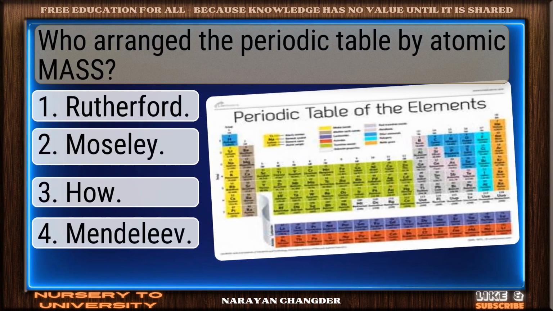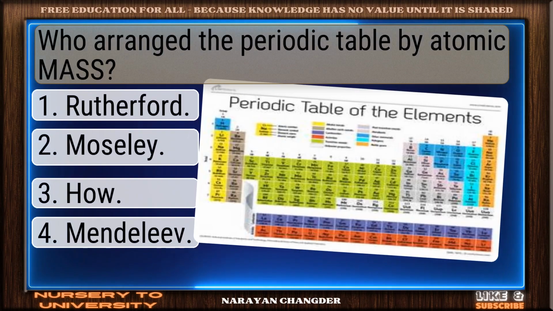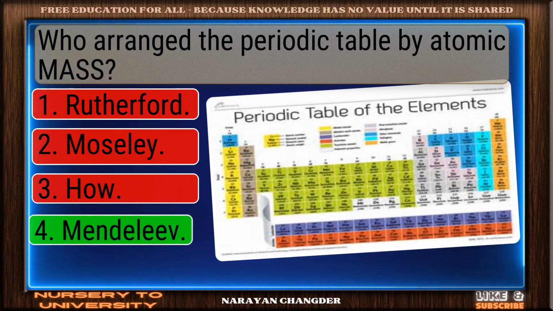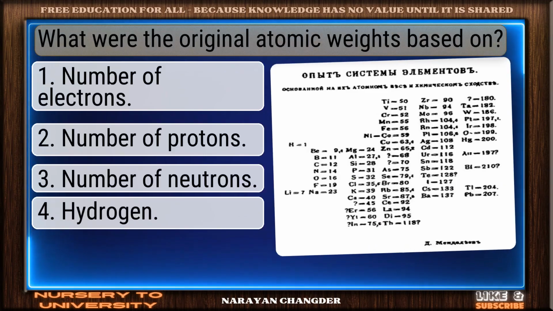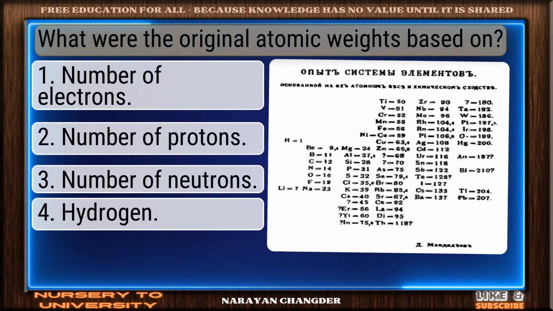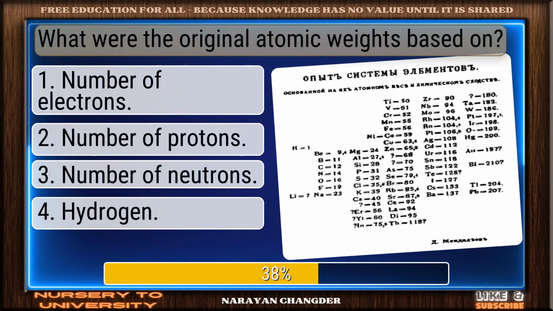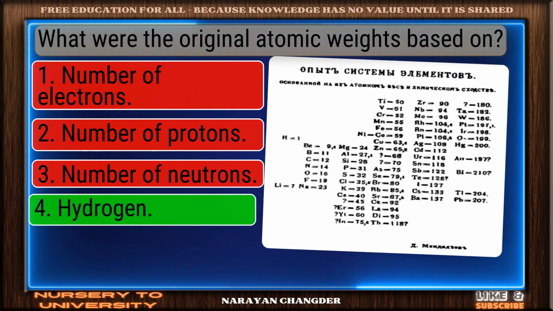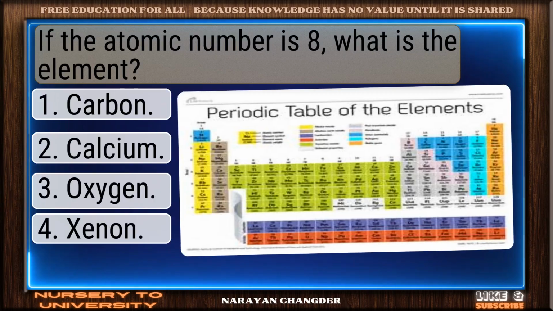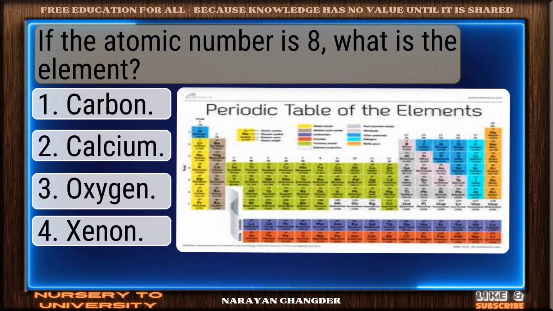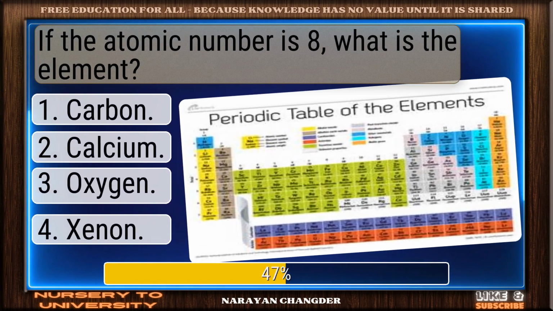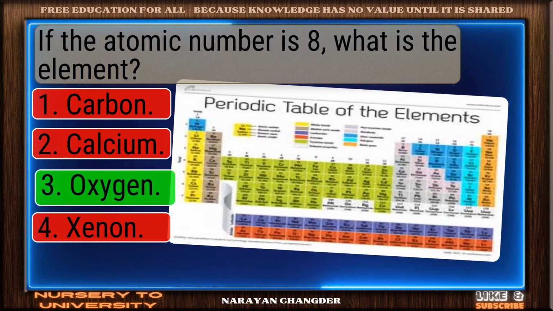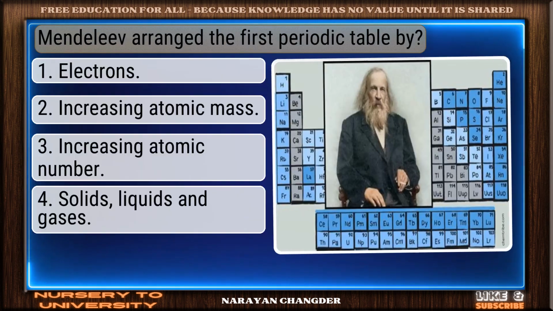Who arranged the periodic table by atomic mass? Well picked. Mendeleev is the correct answer. What were the original atomic weights based on? Solid response. Hydrogen is a valid choice. If the atomic number is 8, what is the element? Good thinking. Oxygen is the right answer.